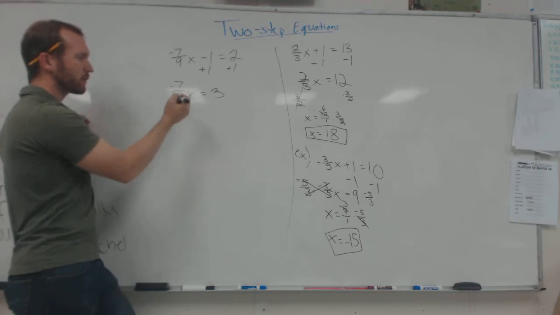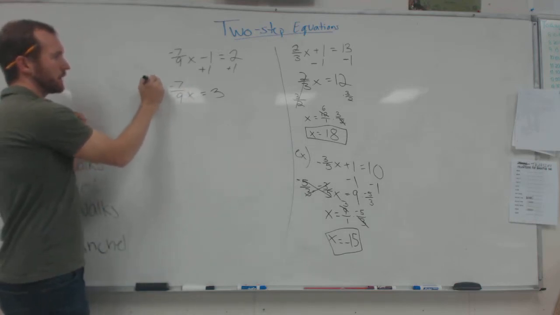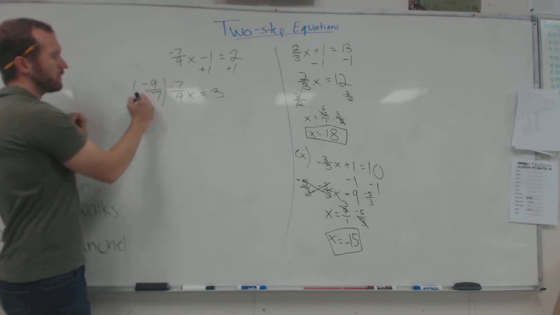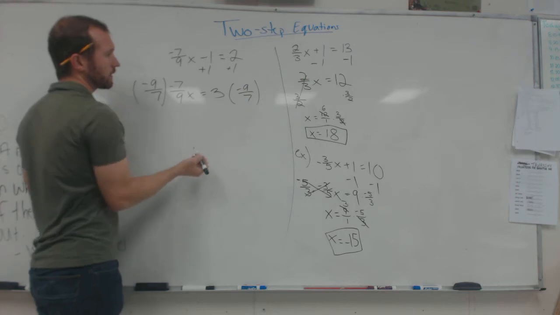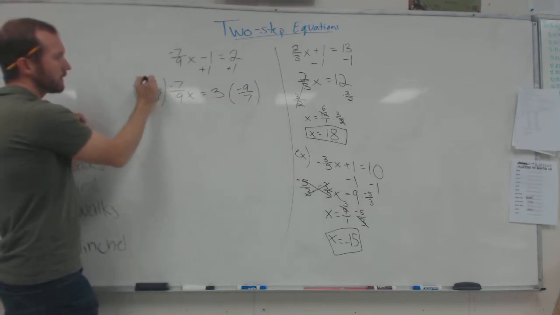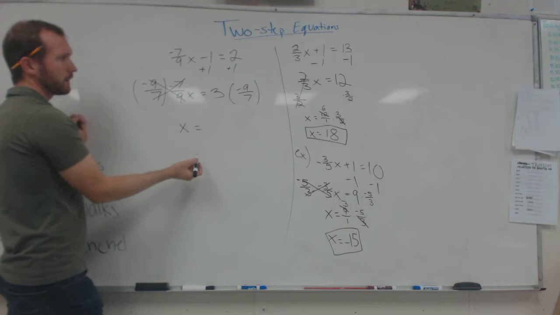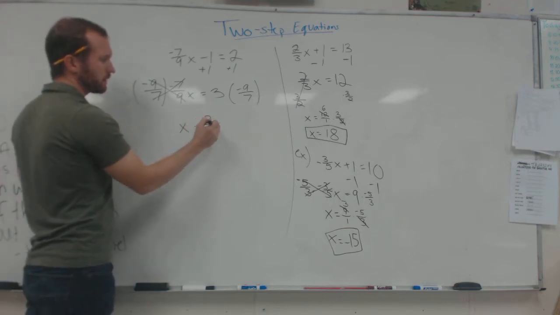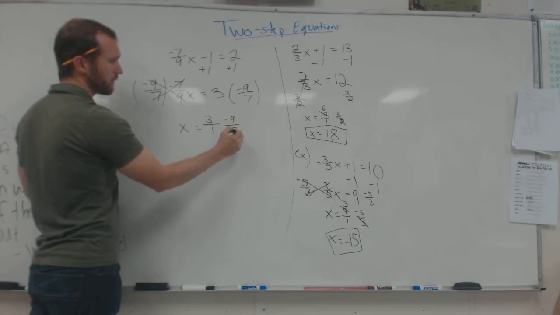What's my reciprocal of negative 7/9? Negative 9 over 7. If you have room, I like to write them like this, right from the get-go, because then I can see negative times a negative is a positive, 9s cancel, 7s cancel, so I just have x. And then I'm going to rewrite this, 3 over 1 times negative 9 over 7.